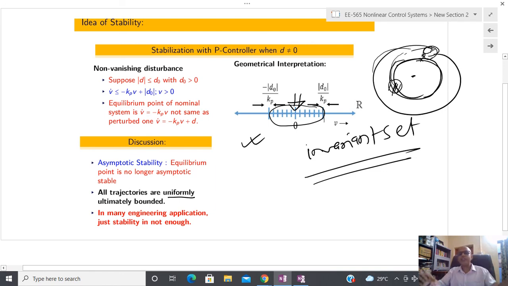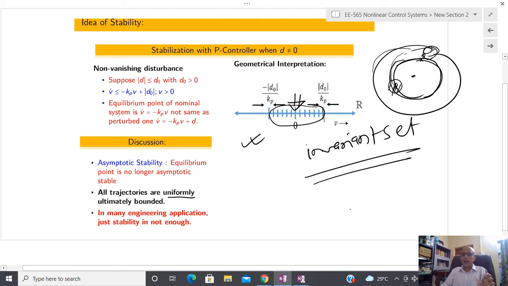So the concept of stability one can also interpret in a geometrical way, or in terms of Newton's law. You can apply Newton's law for a first order system and you are able to visualize the notion of stability. So does anyone have confusion?